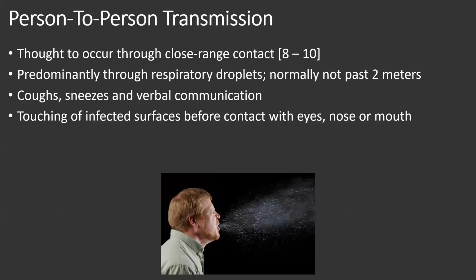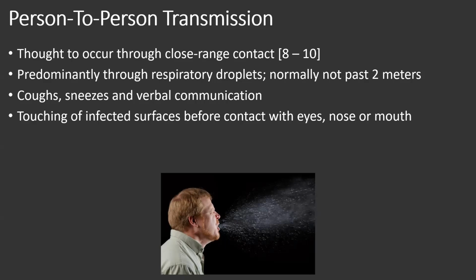Based on current evidence, it is thought to occur through close-range contact, mainly through respiratory droplets, which typically do not travel more than 2 meters. So the release of this virus in the respiratory secretions when an infected person coughs, sneezes, or verbally communicates can infect someone else if it makes direct contact with the mucous membranes. And infection can also occur if one comes into contact with an infected surface and then touches one's eyes, nose, or mouth.